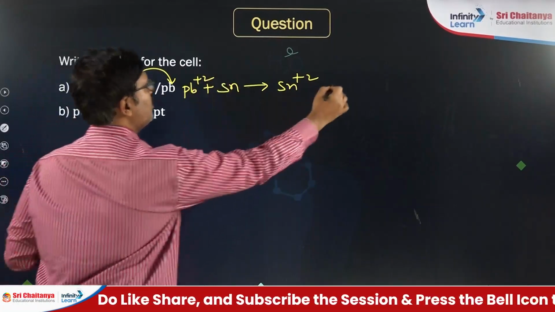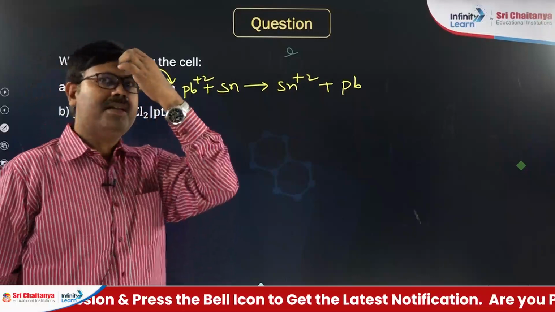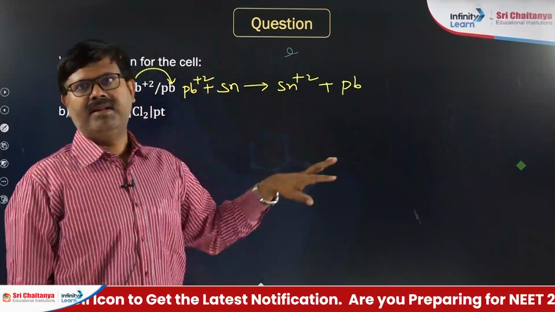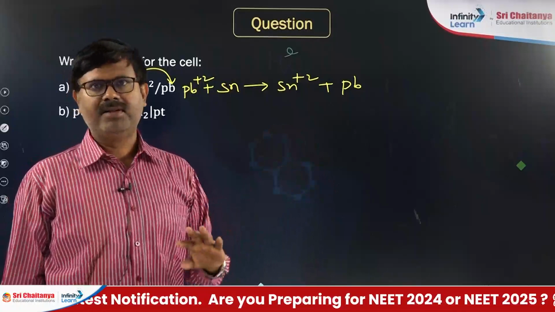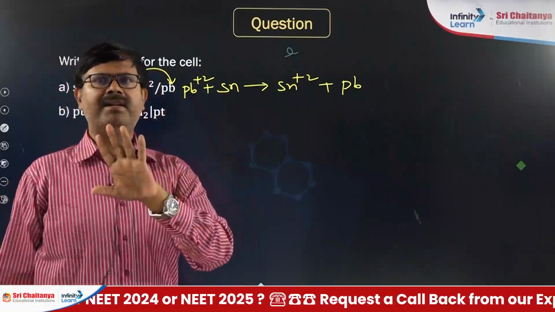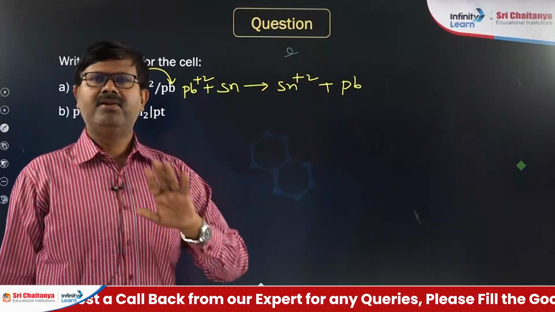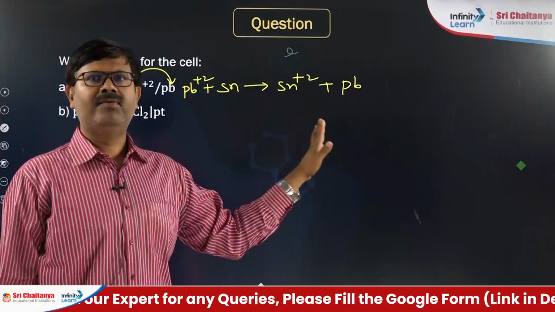Pb²⁺ plus 2e⁻ gives Pb. That's it. Now after that, see whether it is balanced or not. If it is not balanced, balance the equation and then proceed. In this question, we just need to write the balanced equation. We need not calculate any EMF of the cell, nothing here. So just write the balanced equation and stop here.